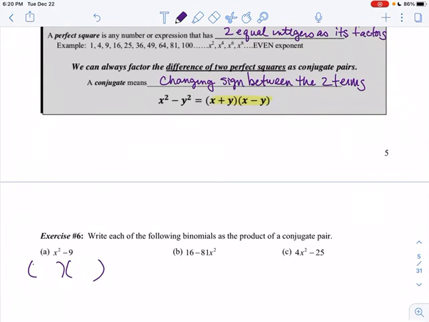So I set up my two sets of parentheses. x times x is x squared. 3 times 3 is 9. One's a plus, one's a minus. And that's your answer. The difference of two perfect squares. They both have to be perfect squares.